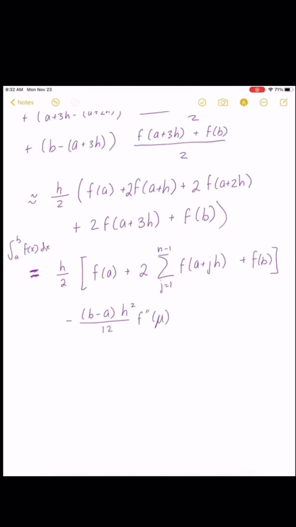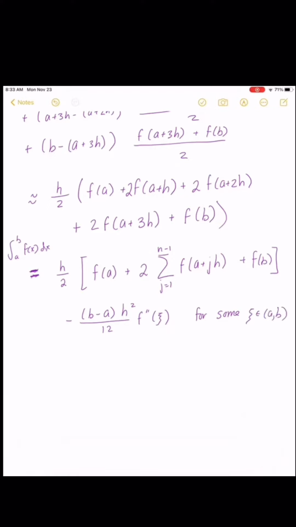This is the error term. This is for some xi in (a, b). Okay, there we go. That's our term.